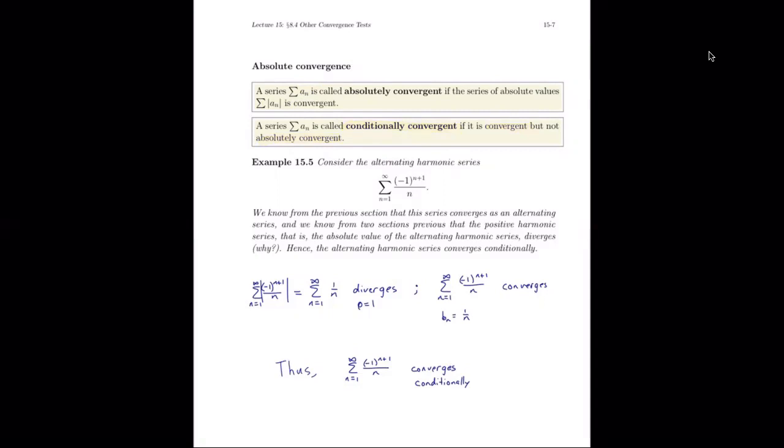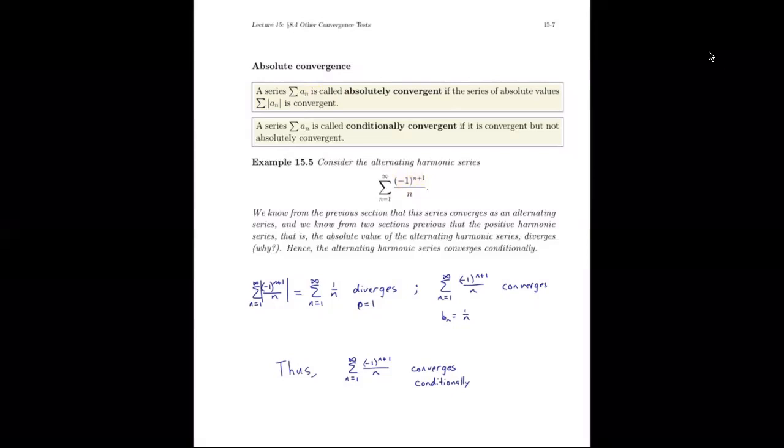Now, if we have a series that doesn't have any negative terms in it, well, then there's no need to talk about absolute convergence. I guess by default, you could say that such a series is absolutely convergent. There wouldn't even be a question of conditionally convergent if all the terms were positive. But since we're dealing with alternating series in this section, these are relevant terms now.